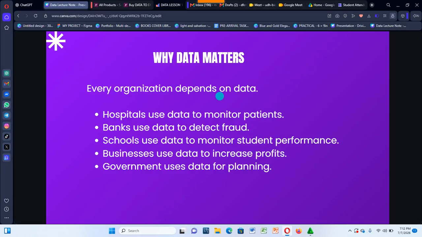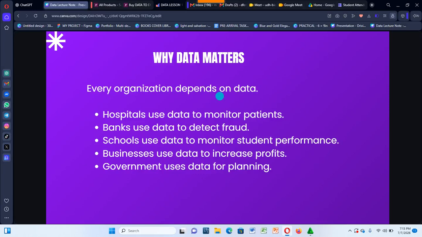So why data analytics? Why does it matter, this data that we're talking about? Every organization depends on data. Quote me anywhere. Take a hospital, for example. They use data to monitor patients. Think of how doctors discover what is happening to you, how a doctor diagnoses you and tells you what is wrong with your body system. They get some data from you, pick some facts from that data, analyze them, and tell you this is what is wrong with your body system.